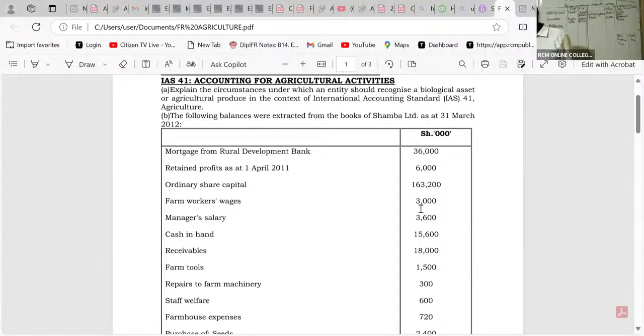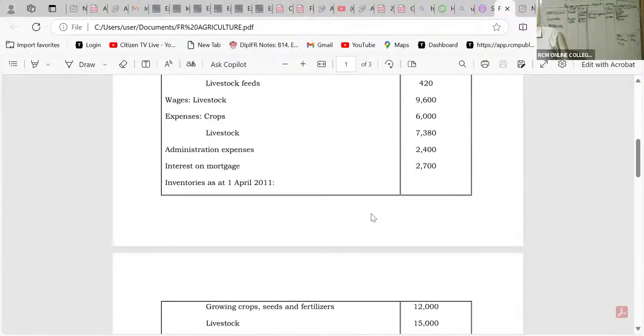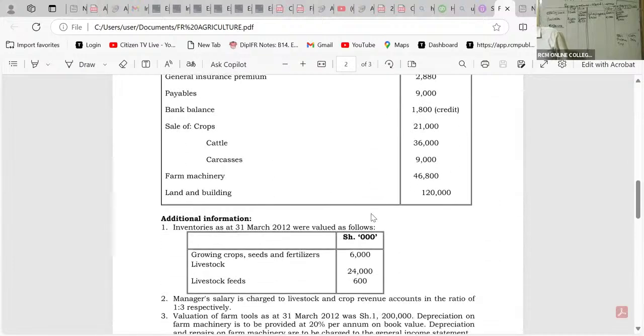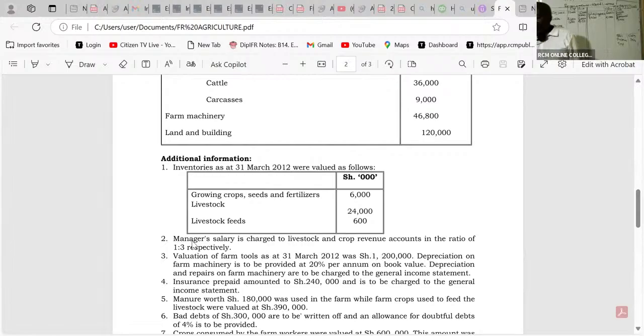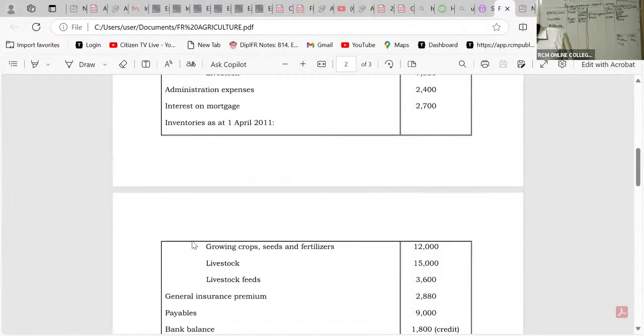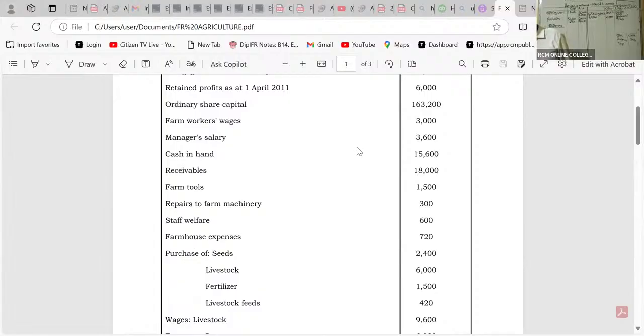No. Manager's salary, we are given manager's salary, ladies and gentlemen, which is 3,600. However, for manager's salary, they have given us the apportionment criteria. Right there, look at note number 2. Manager's salary is charged to livestock and the crop revenue accounts in the ratio of 1:3. The manager's salary is 3,600, but this is to be apportioned to the two in the ratio of 1:3. So basically, they are transforming these to become specific expenses.